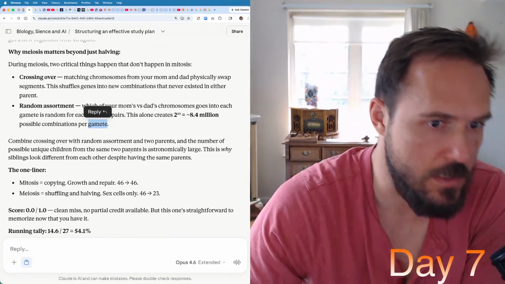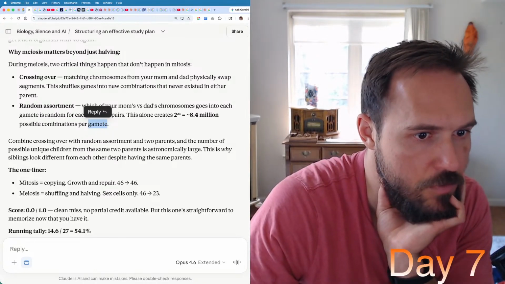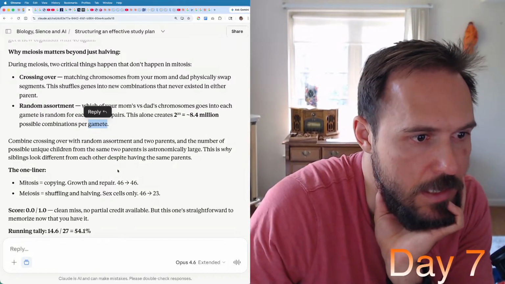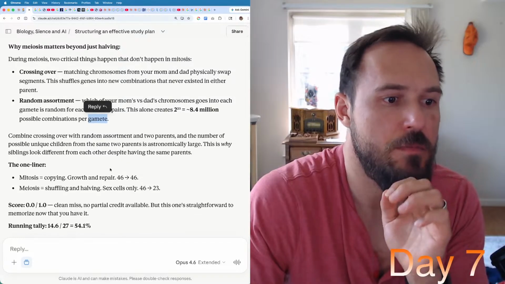Combine crossing over and random assortment from two parents, and the number of possible unique children from the same two parents is astronomically large. This is why siblings look different from each other despite having the same parents.